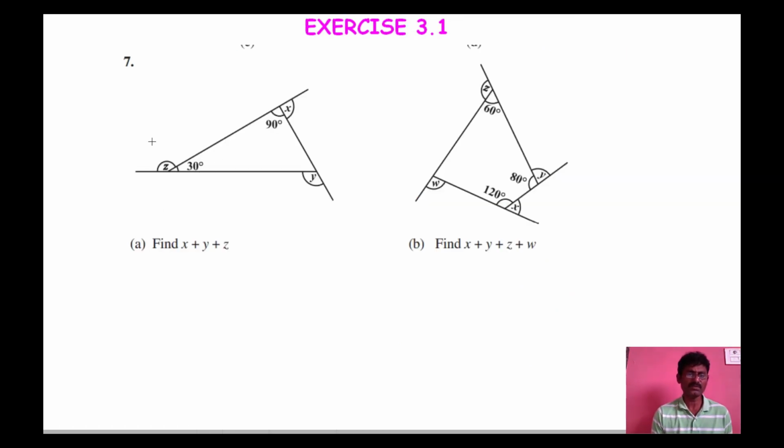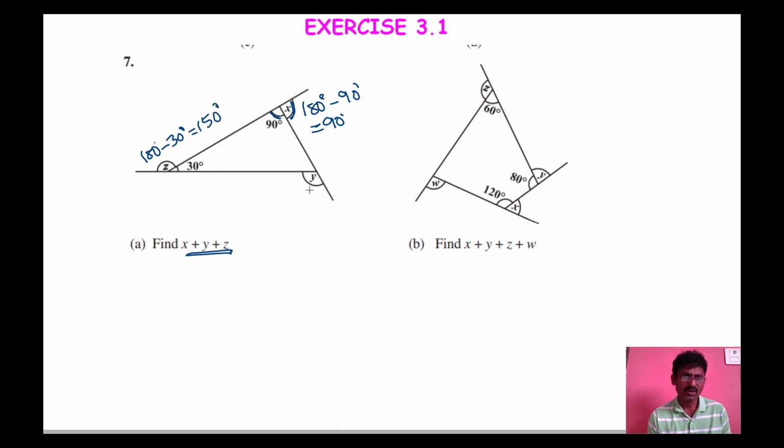Exercise 3.1, 7th problem. Here we need to find out x plus y plus z. You see where is x and where is y and where is z. Here is x, you see. Clearly, as this is 90 degrees, this x will be equal to 180 minus 90. Why? Because these two form a linear pair. Sum of the angles in a linear pair is equal to 180 degrees. So, if one angle is 90 degrees, the remaining angle will be 180 minus 90, so that will be equal to 90 degrees here. Similarly, z equal to 180 minus 30 degrees, which is equal to 150 degrees.